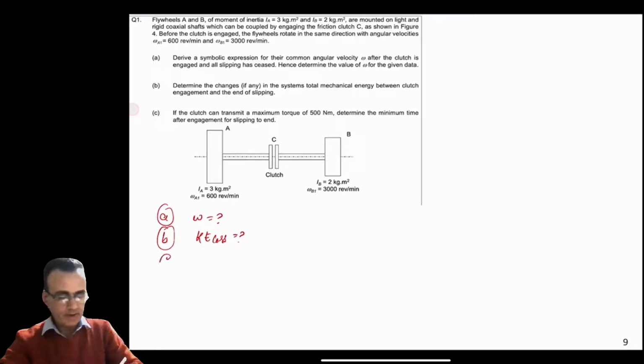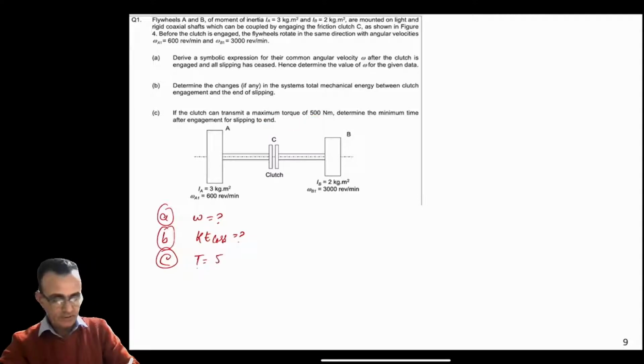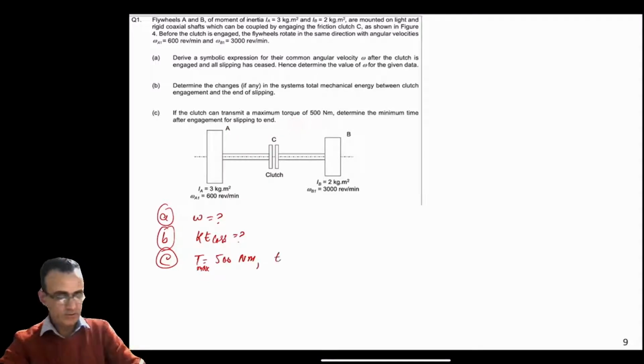And in part C, you need to calculate if the clutch can transmit a maximum torque of 500. So torque is given. Our maximum torque is 500 Newton meter. Determine the minimum time after engagement for the slippage to end. So what you need to calculate is T dash here.